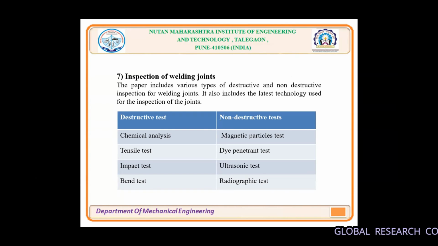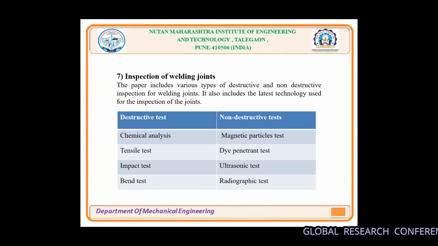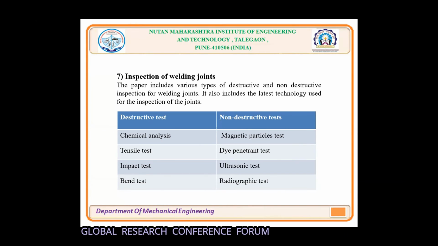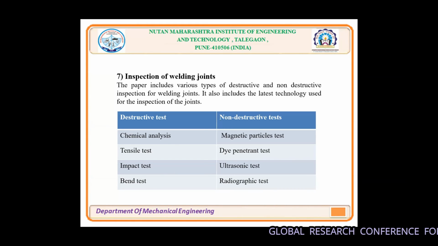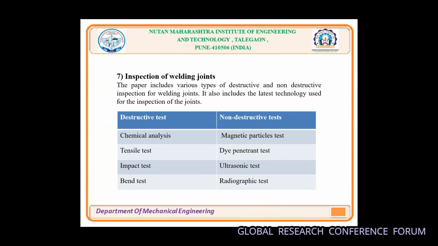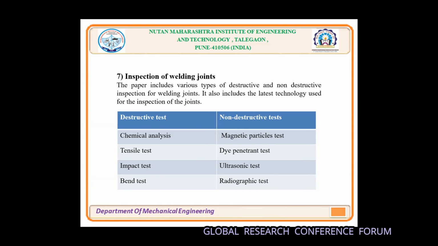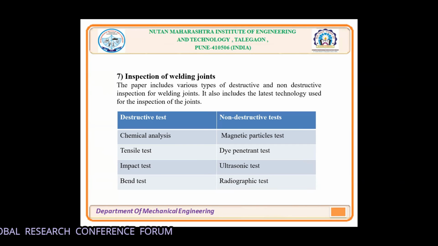So after that we have inspection of welding joints. In it we will see there are different types of inspection done in the welding joints. This paper discusses many types of destructive and non-destructive welding joint inspection. It also incorporates the most up-to-date technologies for joint inspection. Destructive testing includes chemical analysis, tensile test, impact test, and bend test. And non-destructive testing includes magnetic test, dye penetration test, ultrasonic test, and radiographic test. There are many more, but these are the few I would like to mention.